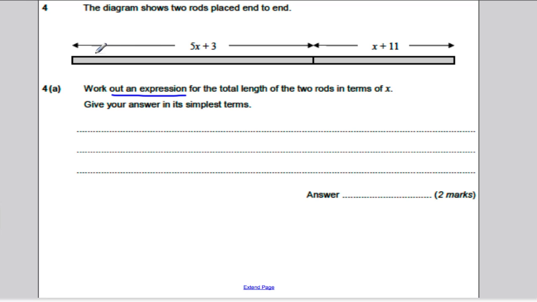So if I want to find out the total length of the two rods, I just add these two expressions together. So I take 5x plus 3 and I add on to it x plus 11, and I collect like terms and tidy up. So 5x plus an x is 6x, and 3 plus 11 is simply 14. So an expression for the length of the two rods together is 6x plus 14.